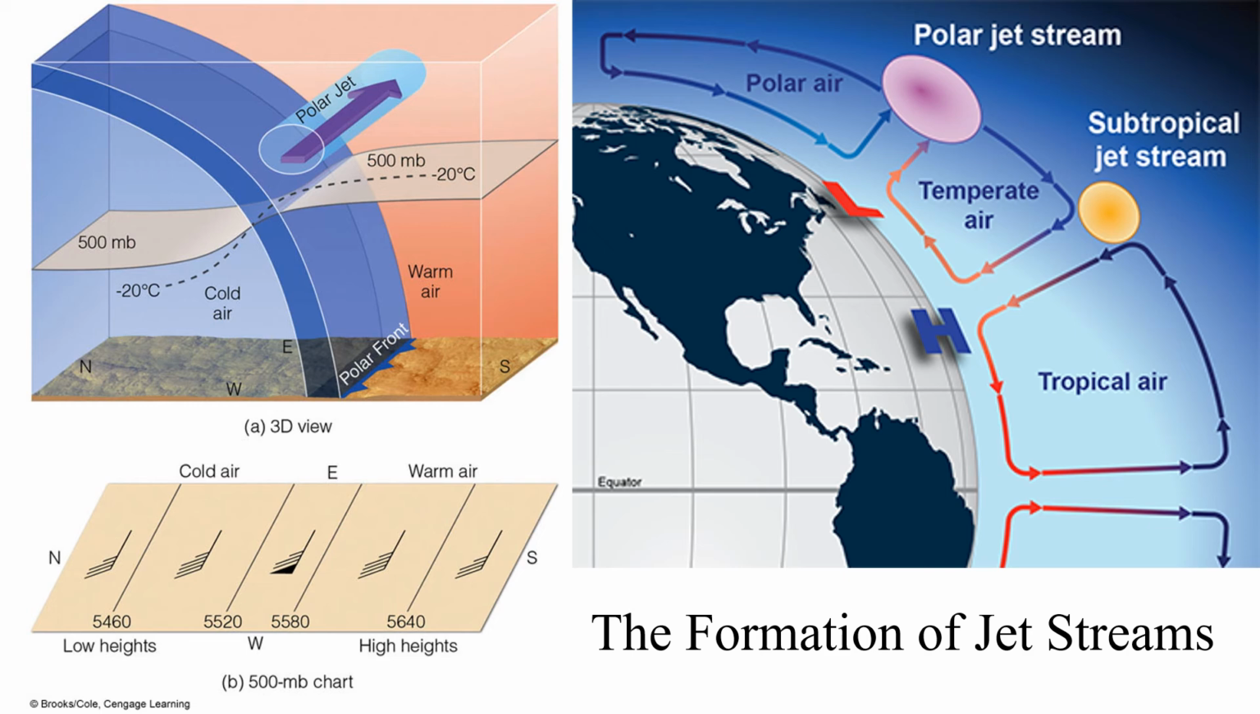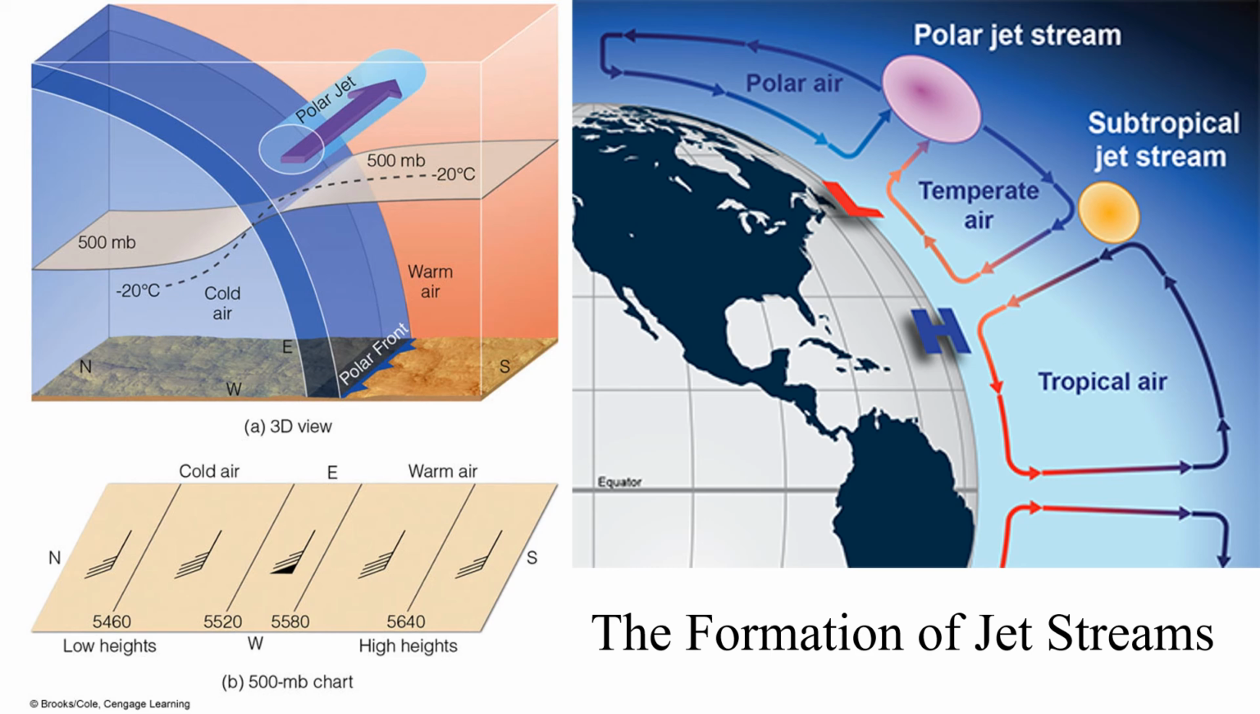In the vicinity of the subtropical front, the sharp contrast in temperature produces a sharp contrast in pressure, and this pressure contrast, the temperature gradient, produces a strong wind. That strong wind flows from west to east, and that is the subtropical jet.